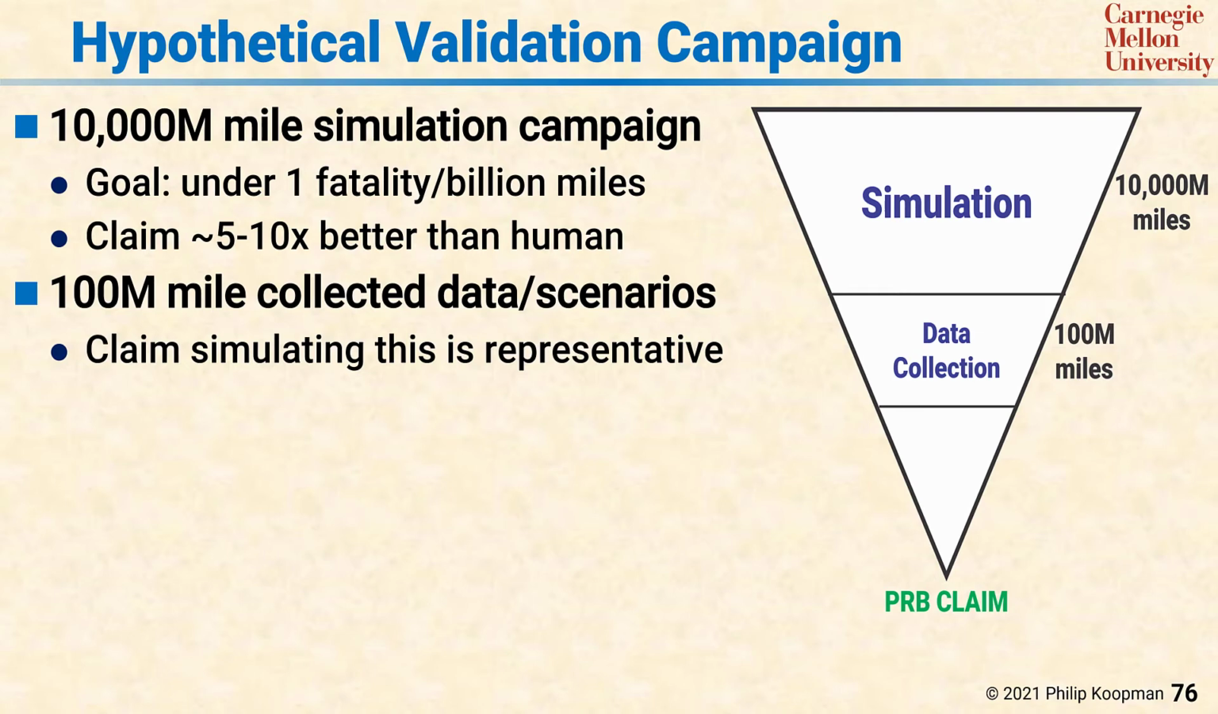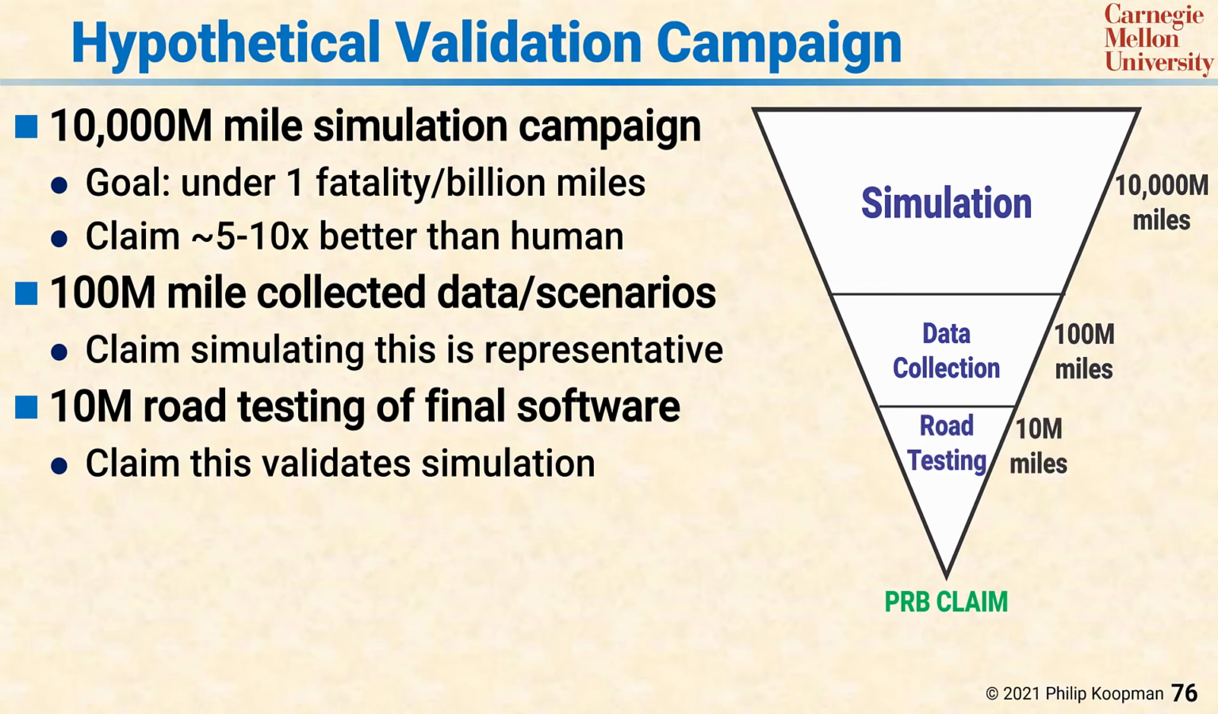Finally, there would be 10 million miles of road testing of the final software, with a claim that this validates the simulation. So what you end up with is an inverted pyramid where there's a positive risk balance claim based on 10 million miles of road testing. But the 10 million miles of road testing aren't to prove it's safe. They're merely to prove that the data collection was thorough and the simulation was accurate.